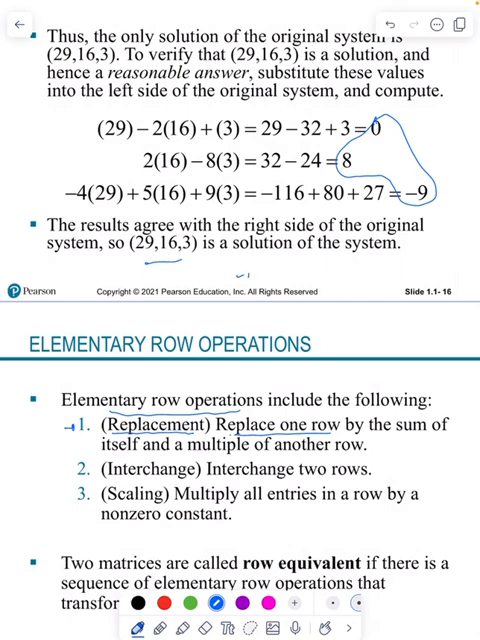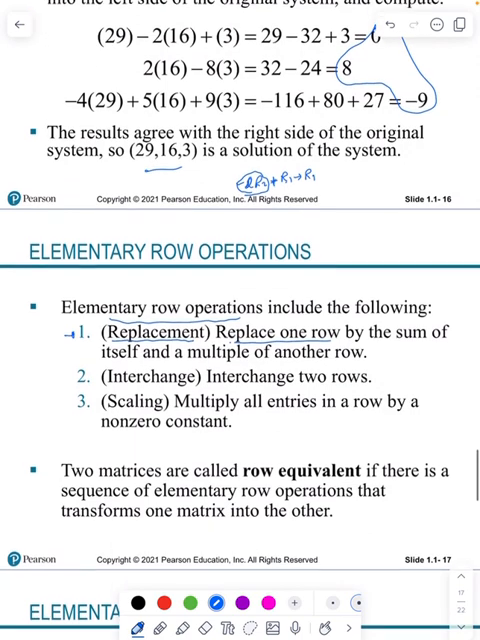So when I did something like negative 2R2 plus R1, this is what I did. I added a multiple of the second row to the first row. So what row changed? The one to which the multiple of the other row is being added. So R1 is changed, but R2 remains the same. Then we can interchange 2 rows. So we can have first and second row interchange, or first and third, or whatever, according to our need.